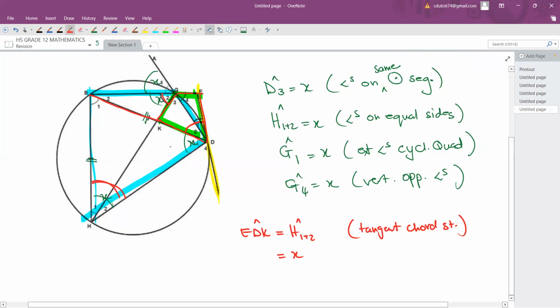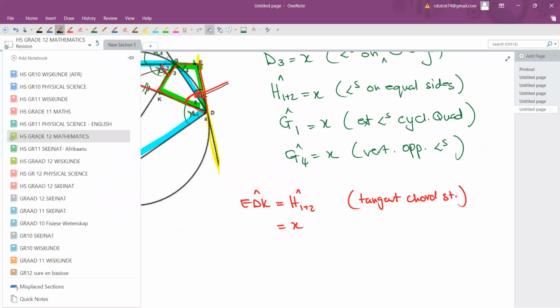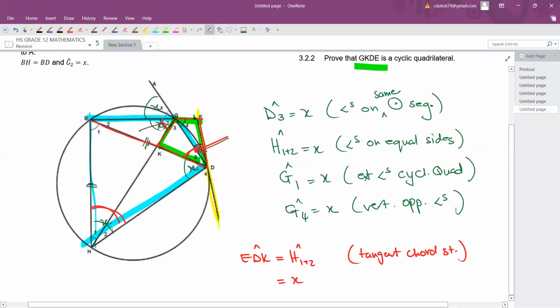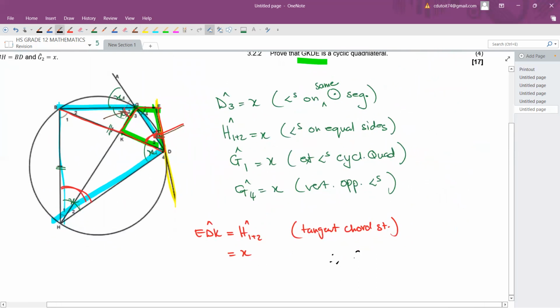So if that one is X, so angle EDK is X there. So use another color, black. That one is X there. And that exterior angle is X. So that thing is a cyclic quad. So GKDE, therefore, GKDE is a cyclic quad.